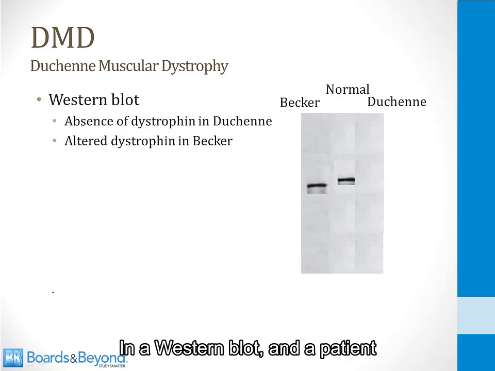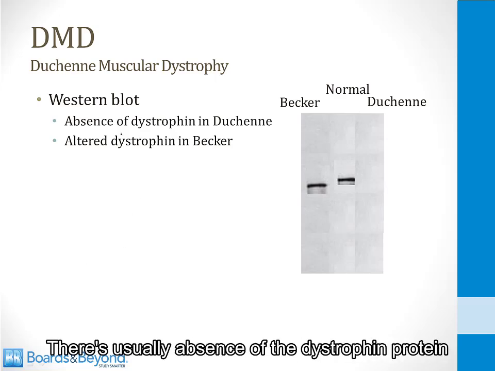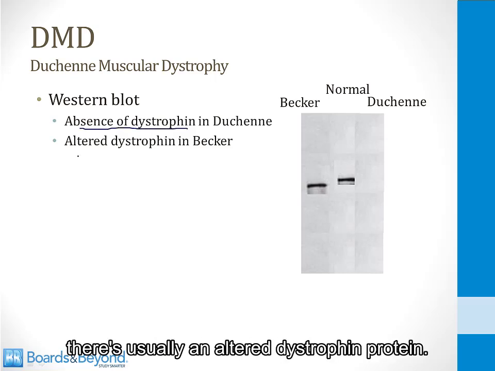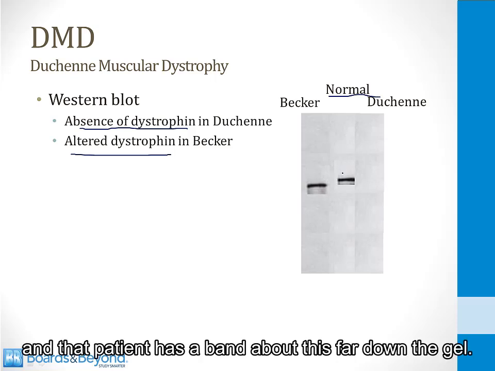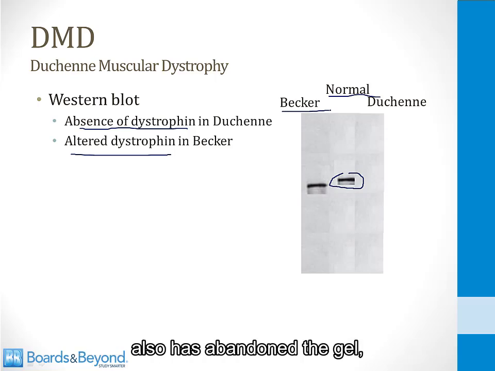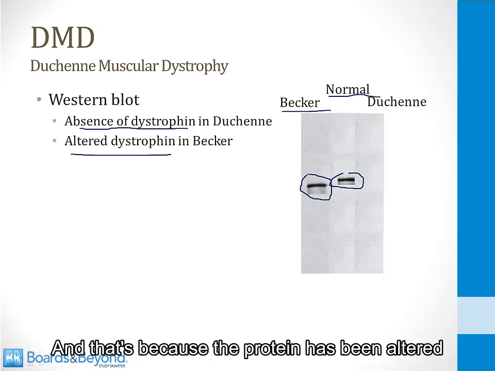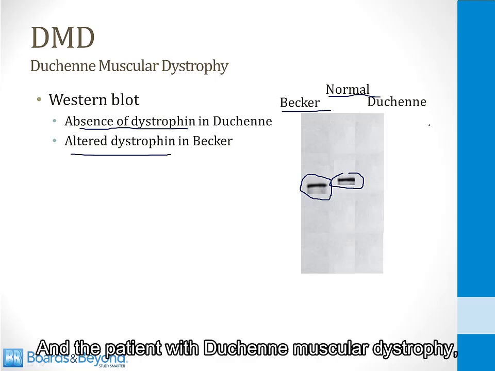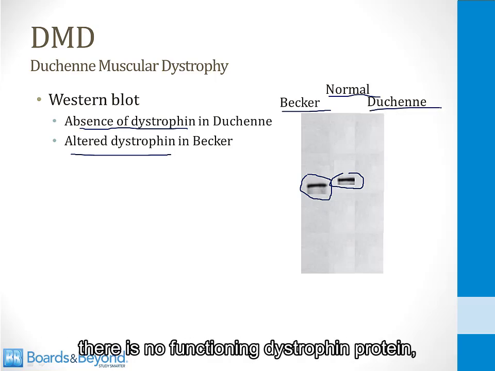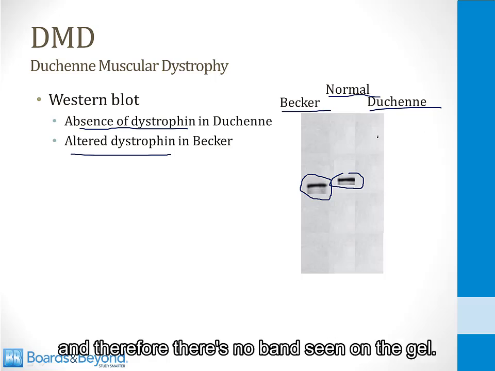In a Western blot in a patient who has Duchenne muscular dystrophy, there's usually absence of the dystrophin protein. In a patient who has Becker, there's usually an altered dystrophin protein. So if you look at this picture on the right side of the screen, a normal patient is in the middle, and that patient has a band about this far down the gel. A patient with Becker muscular dystrophy also has a band on the gel, but it's at a different location, and that's because the protein has been altered by a non-frame shift mutation. In the patient with Duchenne muscular dystrophy, there's no functioning dystrophin protein, and therefore there's no band seen on the gel.